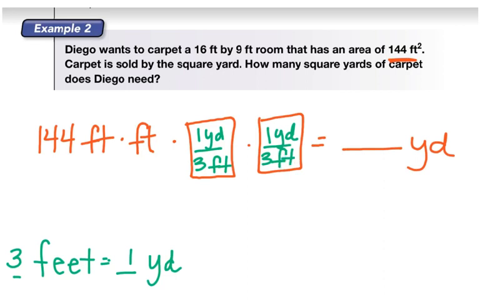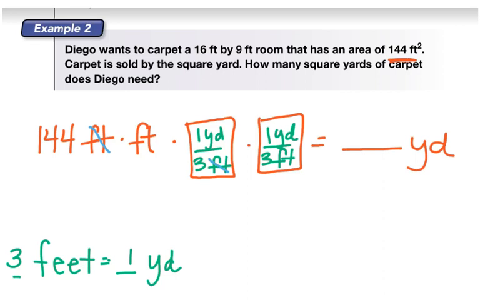Okay, so let's work on it. So I have 144 feet times feet multiplied by 1 yard over 3 feet. Okay, so let's cross out this foot with this foot.